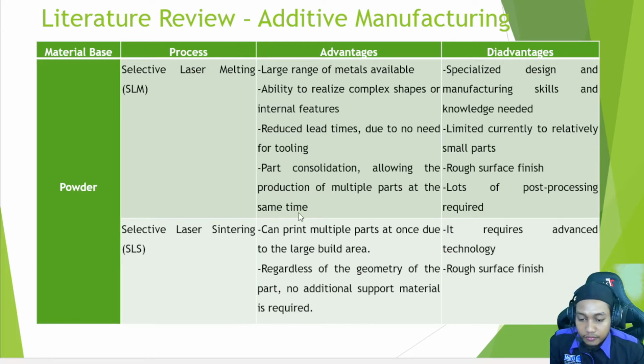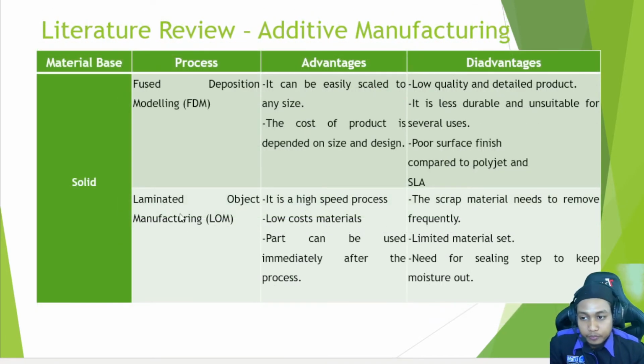For SLS, the advantage is it can print multiple parts at once due to the large build area. Regardless of the geometry of the part, no additional support material is required. And the disadvantage, it requires advanced technology, and the product produced has a raw surface finish. Okay, for solid base, FDM, fused deposition modeling. The advantage of FDM, it can be easily scaled to any size, and the cost of product depends on size and the design.